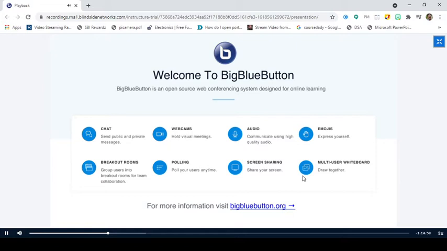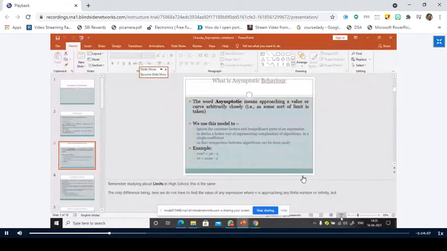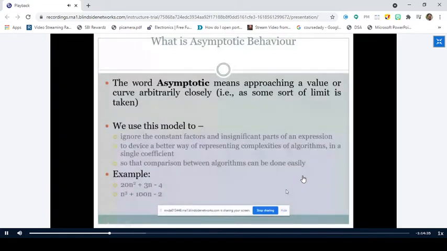Can you see the screen? No, sir. Now can you see the screen? Yes, sir.